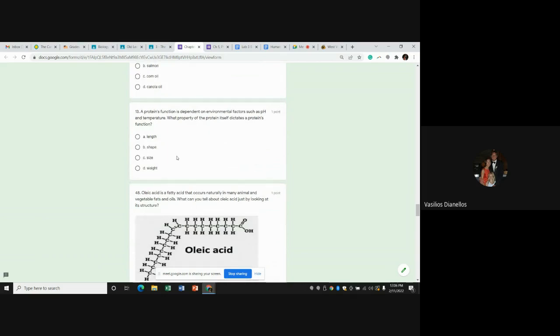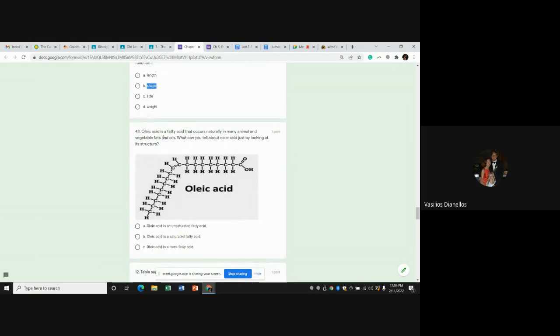The protein's function, this is important, is dependent on what? Basically, the most important thing about a protein is its shape. And I kept saying that. It's very important. That's the answer. It's its shape.